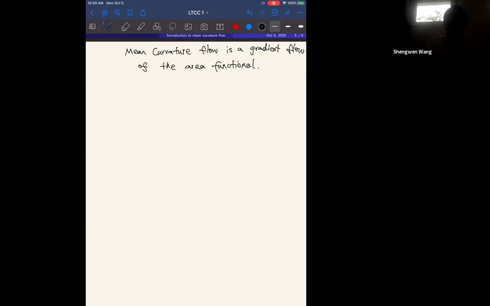As a gradient flow, indeed it is the negative gradient flow, not the positive gradient flow. So as a gradient flow, it will flow a hypersurface in the direction that decreases area the fastest. To start the course, we will start by finding which direction you can actually go to decrease the area fastest. That is the direction of mean curvature. So you are flowing a hypersurface in the direction of mean curvature.